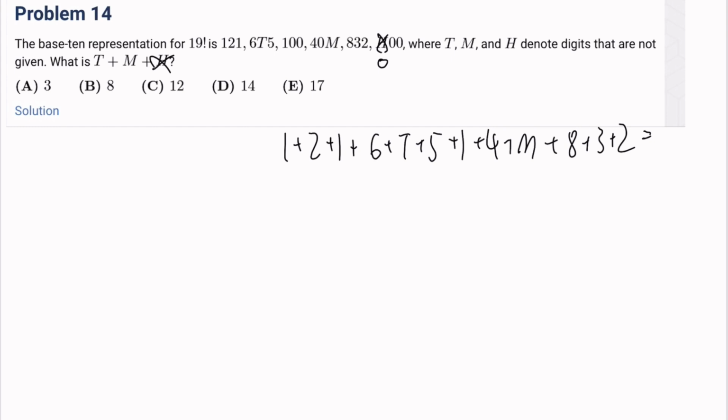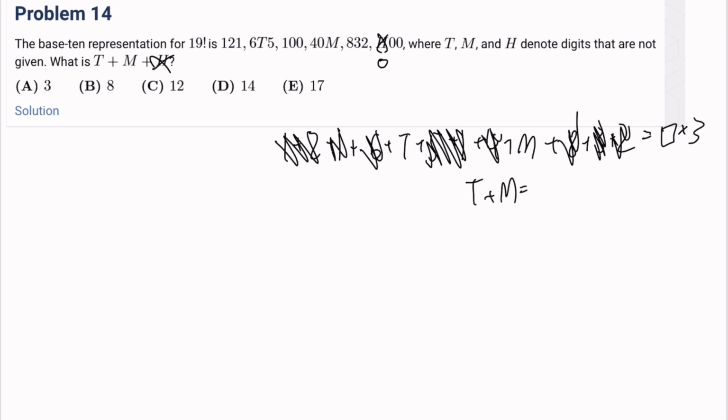Right, so this has to be a multiple of 3, and 3 is already a multiple of 3. 1 plus 2 is already a multiple of 3. 6 is a multiple of 3. 5 plus 1 is 6, so that's a multiple of 3. And 4 plus 8, that's a multiple of 3 because it's 12. And 1 plus 2, that's also a multiple of 3 because that's 3. And so that just leaves us with t plus m. So t plus m is a multiple of 3.